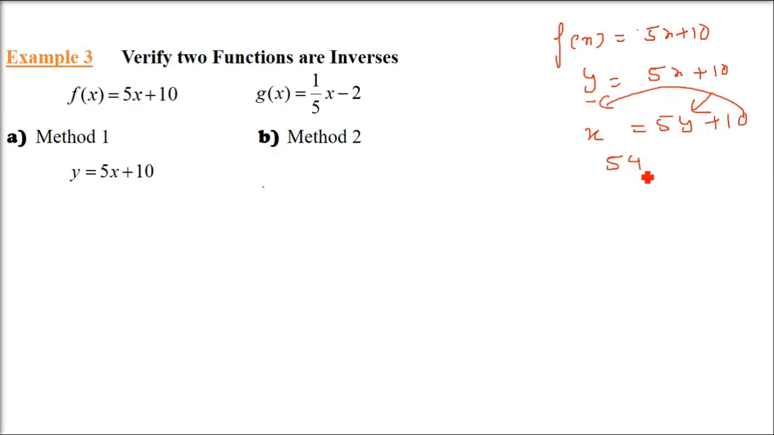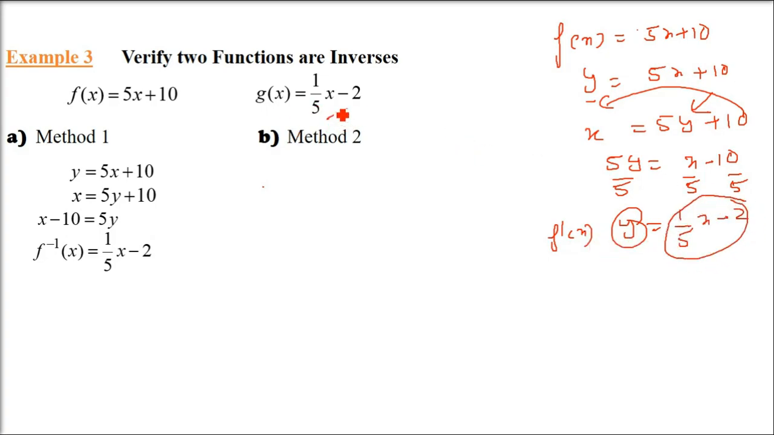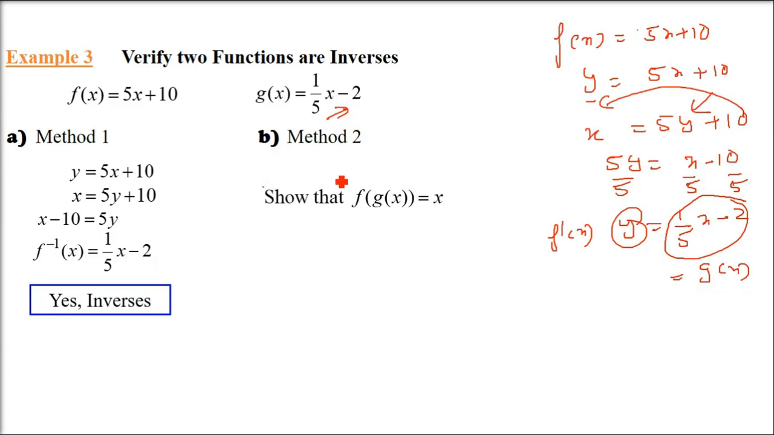Now solve for y. So 5y will be x minus 10 and y will be equal to x by 5 minus 10 by 5, so that will be 2. So I'm just solving it for y because y will essentially be our inverse and it should be g(x). See, f inverse x is g(x), that is what we have to check. So what do we get? f inverse x is g(x) only. So these two, f(x) and g(x), are basically inverses because g(x) is nothing but f inverse x, which we found out from here. So these two are inverses.